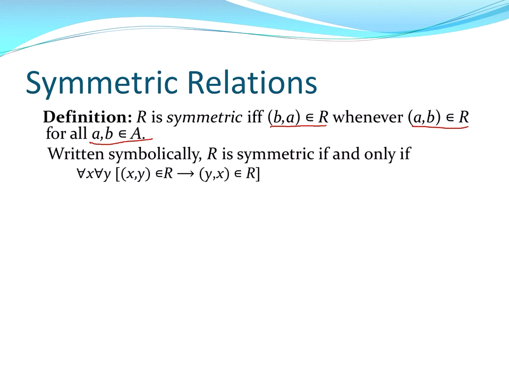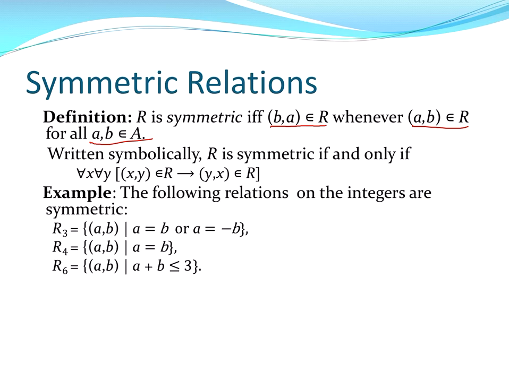All right, from our 6 relations earlier, relations 3, 4, and 6 are symmetric because if a is equal to b, then b is equal to a. That's for relation 3. Same for relation 4. And if a plus b is less than 3, then b plus a is less than 3. So relations 3, 4, and 6 from earlier are symmetric.